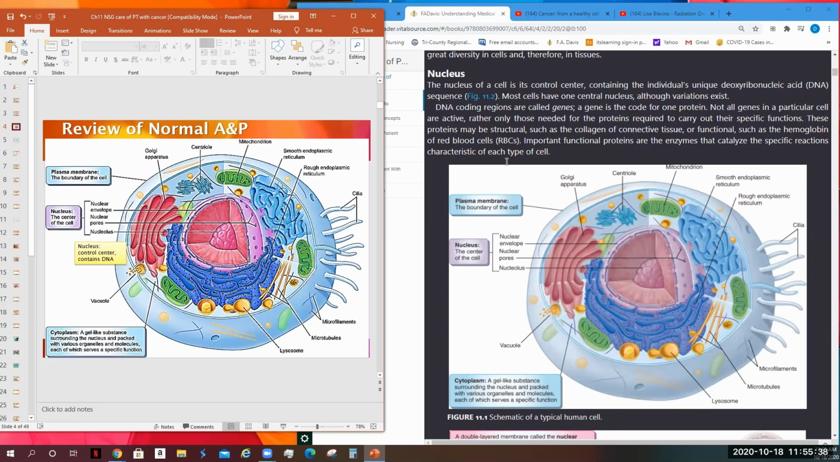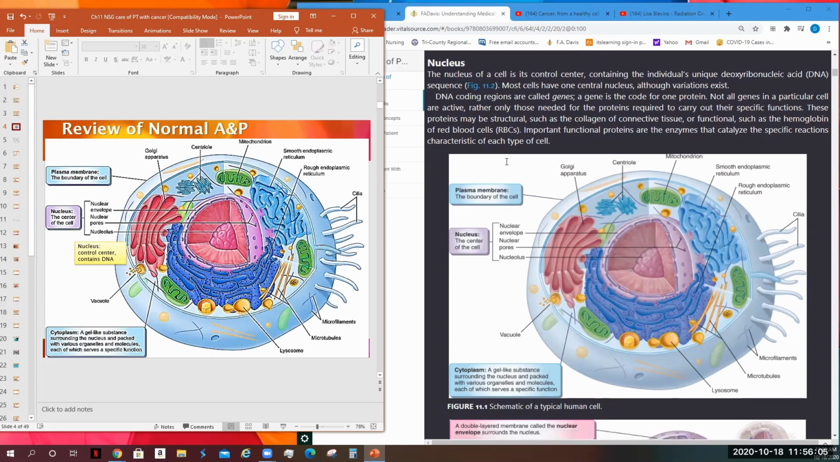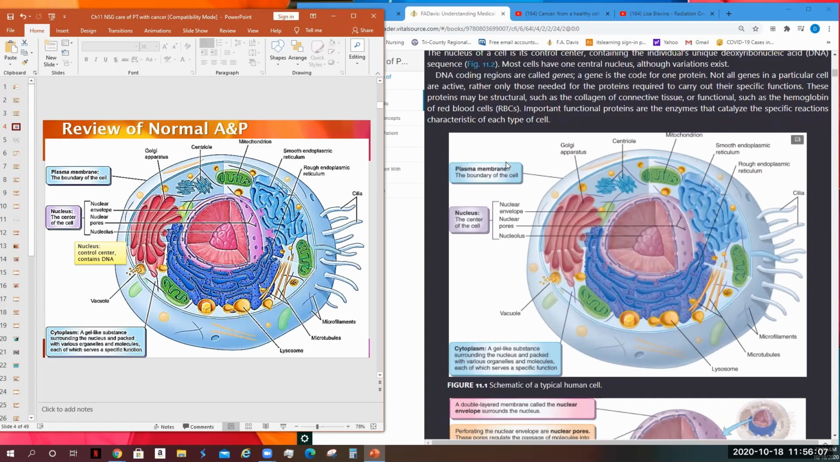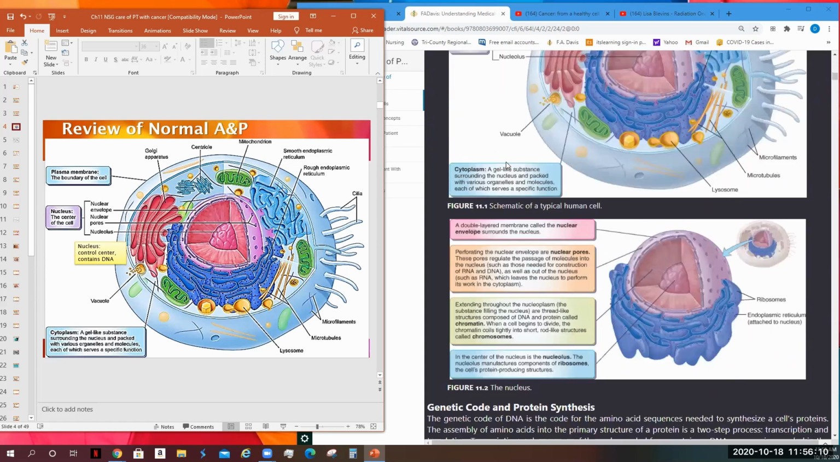Not all genes in a particular cell are active, rather only those needed for the proteins required to carry out their specific functions. These proteins may be structural, such as the collagen of connective tissue, or functional, such as the hemoglobin of red blood cells. Important functional proteins are the enzymes that catalyze the specific reactions characteristic of each type of cell.